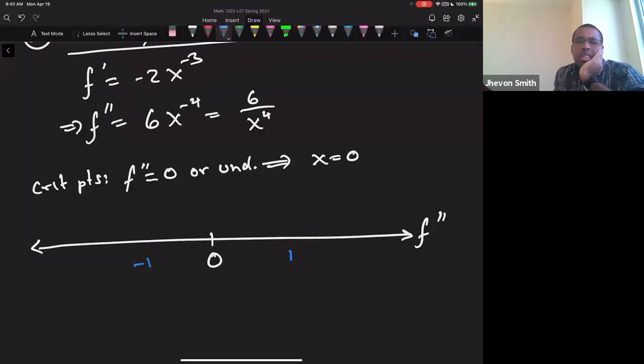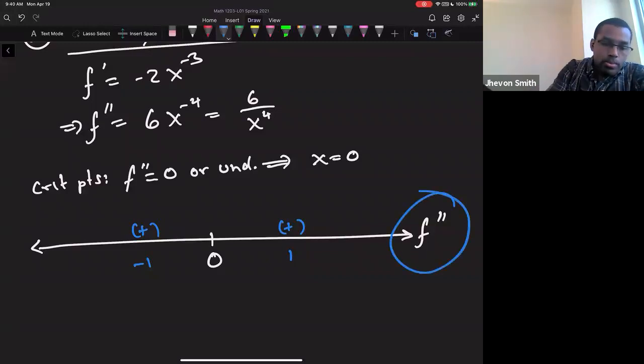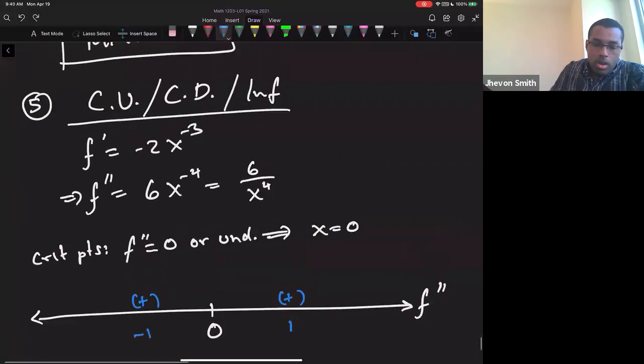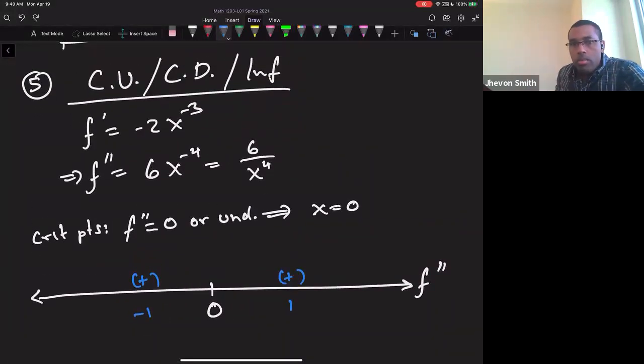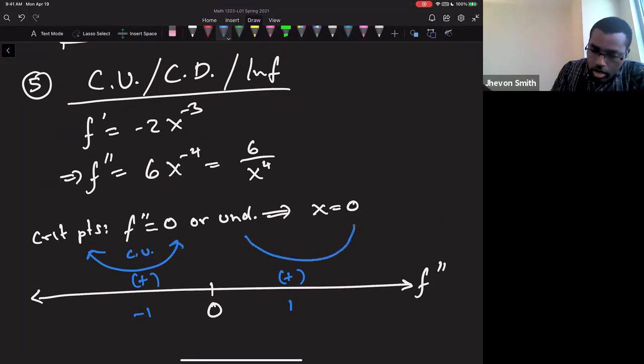Going to plug a random value on either side, plug it into the second derivative. Notice that the second derivative is a positive number divided by x to the fourth, which means if you plug in any number that's not zero, x to the fourth is going to return a positive number. So this is always positive. And this is positive. So what does positive mean here? That it's above the x-axis? No. The positive in the original function would mean it's above the x-axis. We are looking at the second derivative. That mean concave? Concave up. Up like a cup. It means that your graph should shape like a smiley face. Right? It's concave up. Similarly here, concave up.